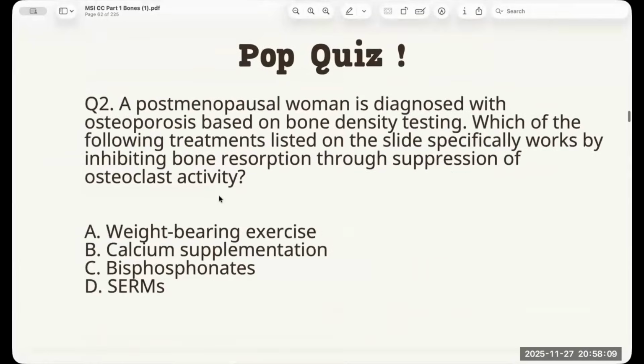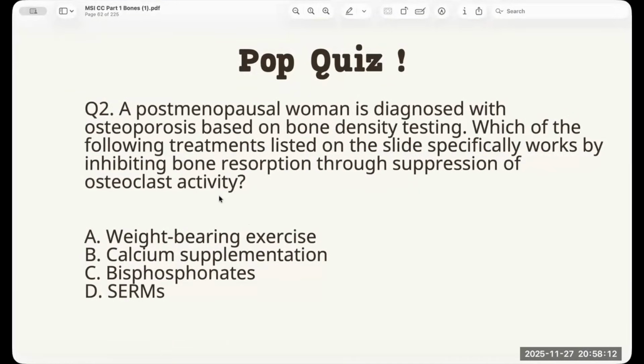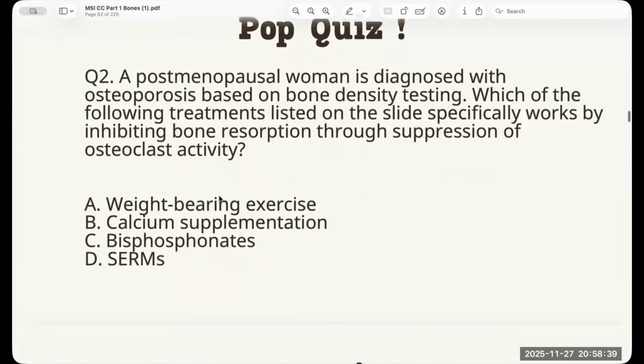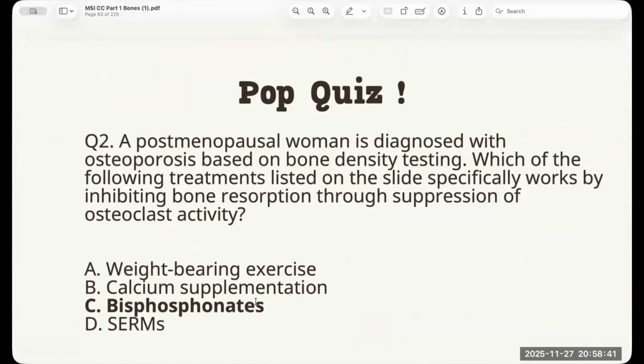Another question, just so we can make sure we have understood everything. A postmenopausal woman is diagnosed with osteoporosis based on bone density testing. Which of the following treatments listed specifically works by inhibiting bone resorption through suppression of osteoclast activity? Now, this is more of a pharma question, and I did say I'm not going to go deep into pharma, but it's good to know as a quick revision. So it's going to be the bisphosphonates.